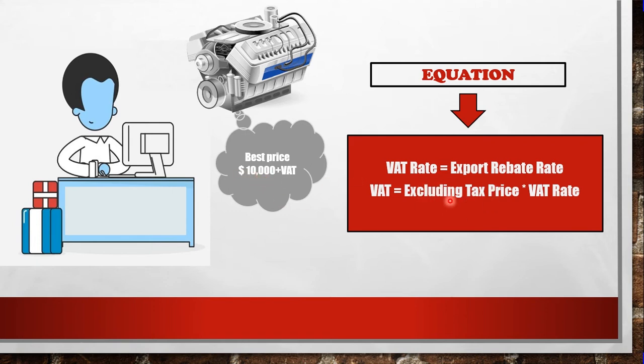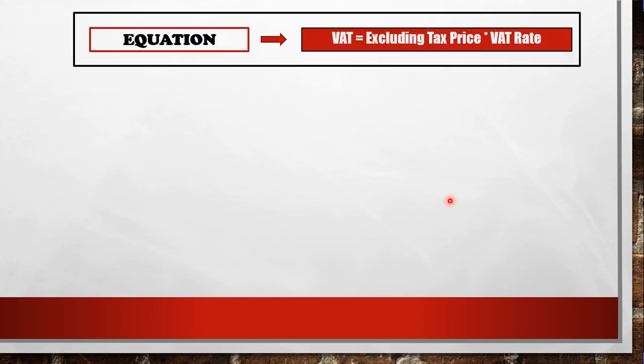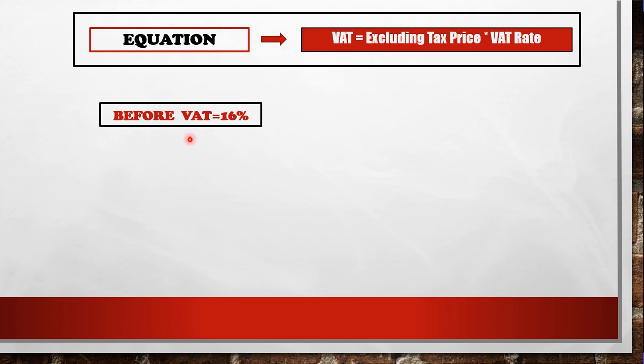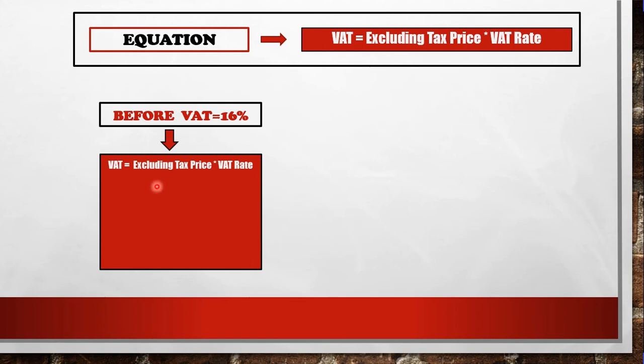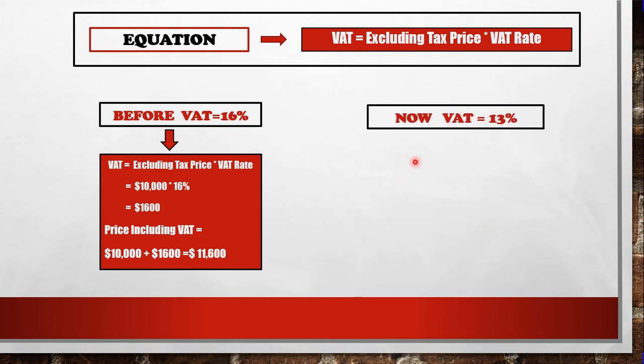So previously we talked about this, so let's calculate them. VAT is equal to the excluding tax price times the VAT rate. Before, when it was 16%, let's calculate it. We can get VAT from this equation, very simple to calculate. 10,000 times 16% is $1,600. So we can get the total price including VAT, $11,600.